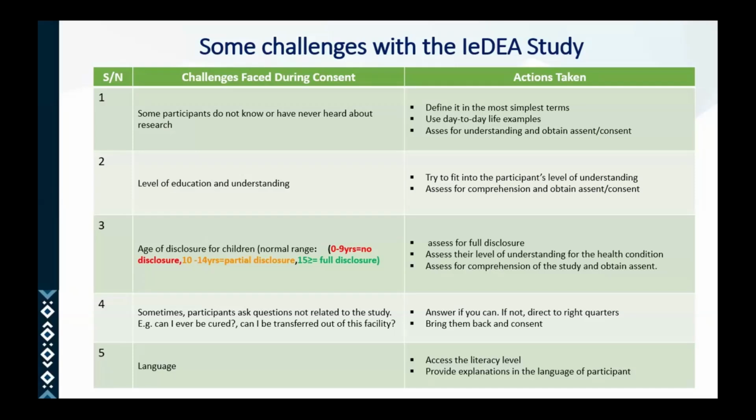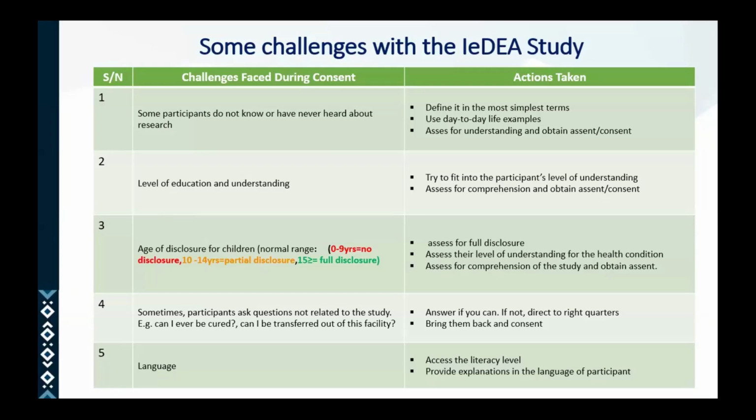We have some participants who do not know or have never heard about research before. In this case, what do you do? You need these patients to consent also so that the study can continue. So you have to define it in the simplest terms, using day-to-day life examples to explain to them how sometimes you may want to find out about something and the measures that they take in order to find out about that thing that they do not understand, to bring them to the understanding of what research is all about. And then you assess for understanding and you obtain assent or consent.